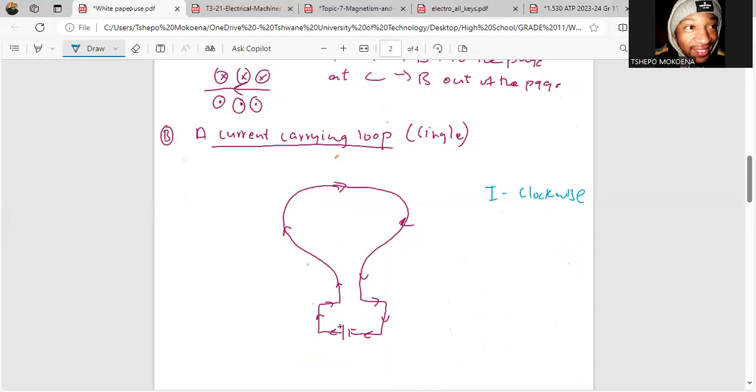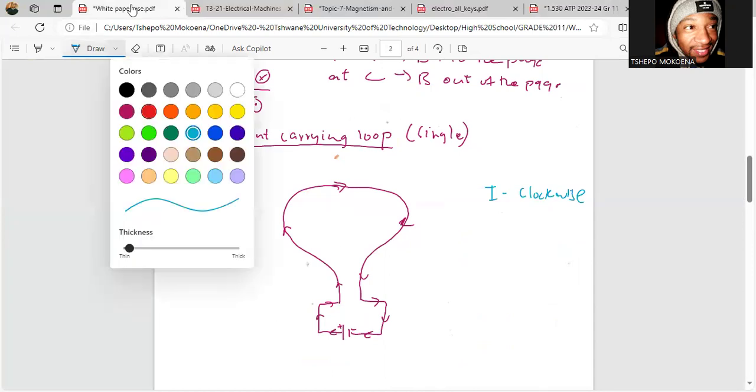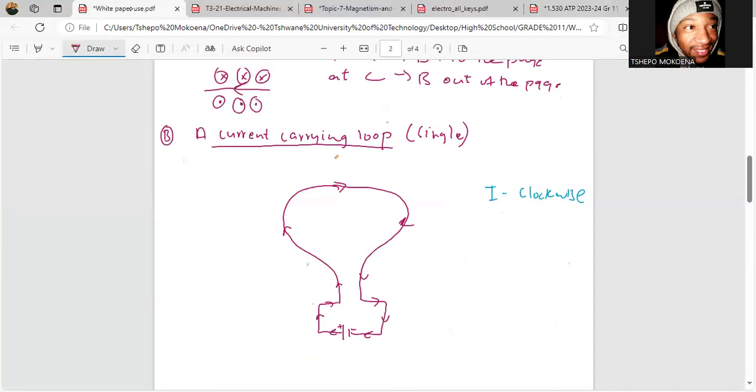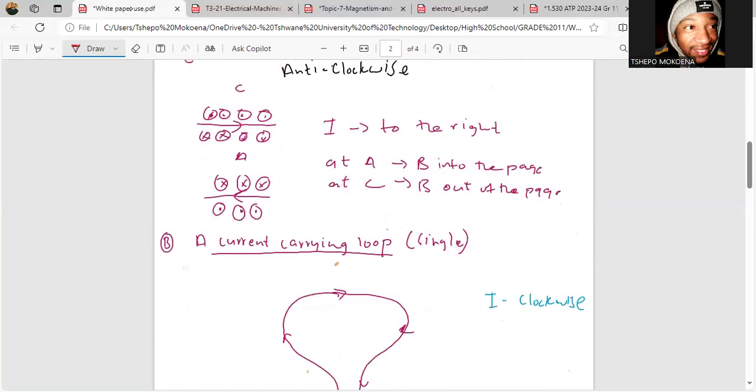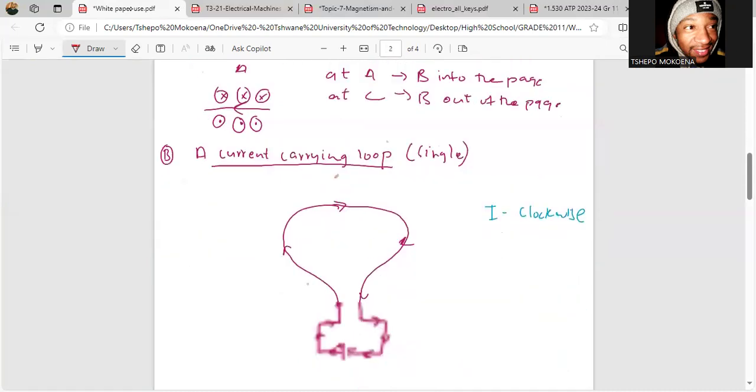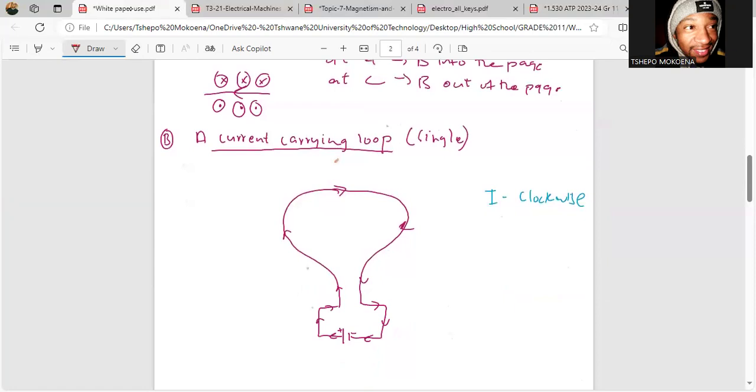So now, to determine the direction of the magnetic field, the very same idea that we used over here, we're still going to use. So hold your loop however you want to hold it. Let's hold it like this, here. Where is your current moving? Your current is moving in this direction, right?